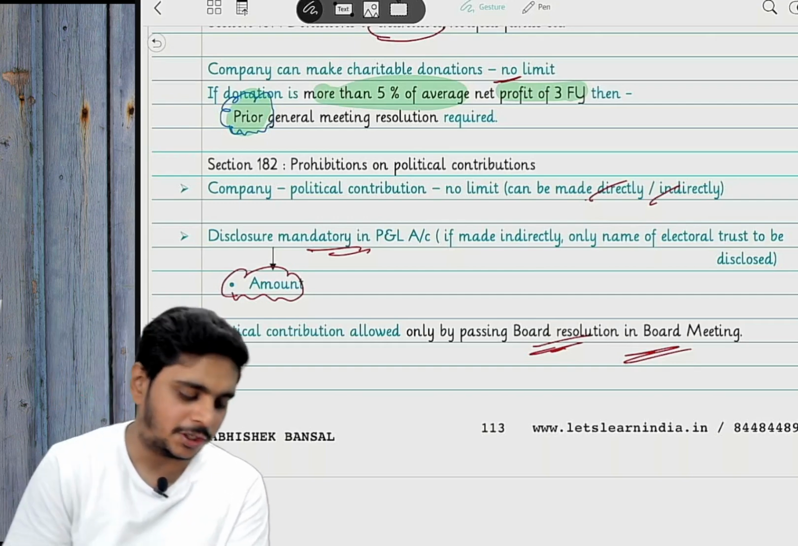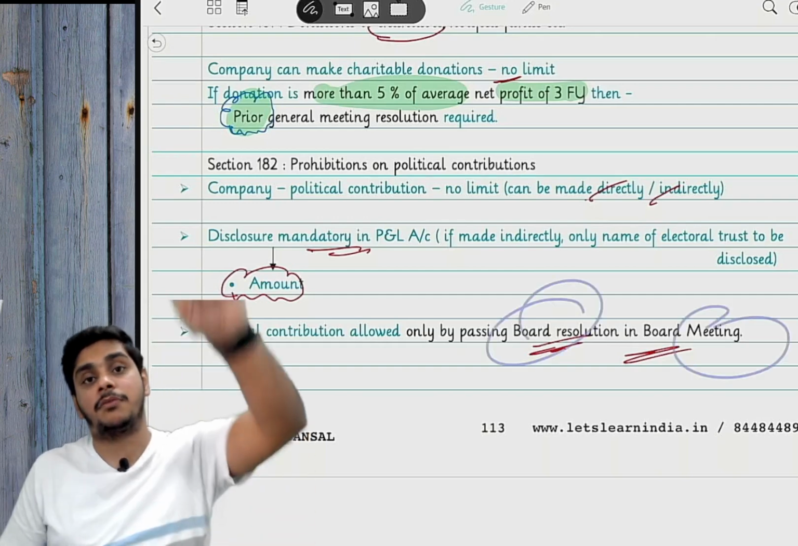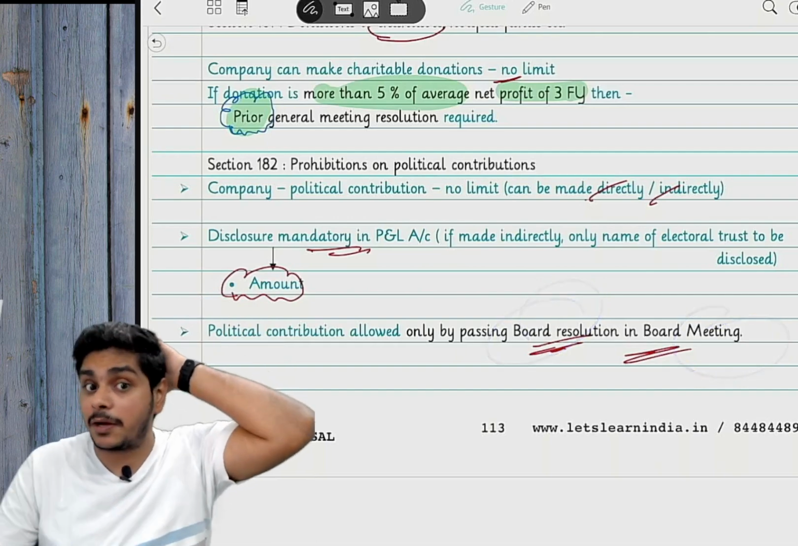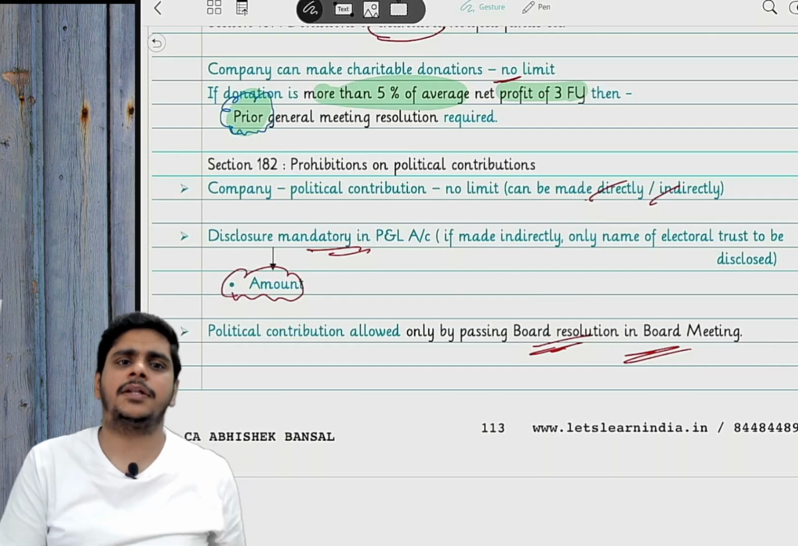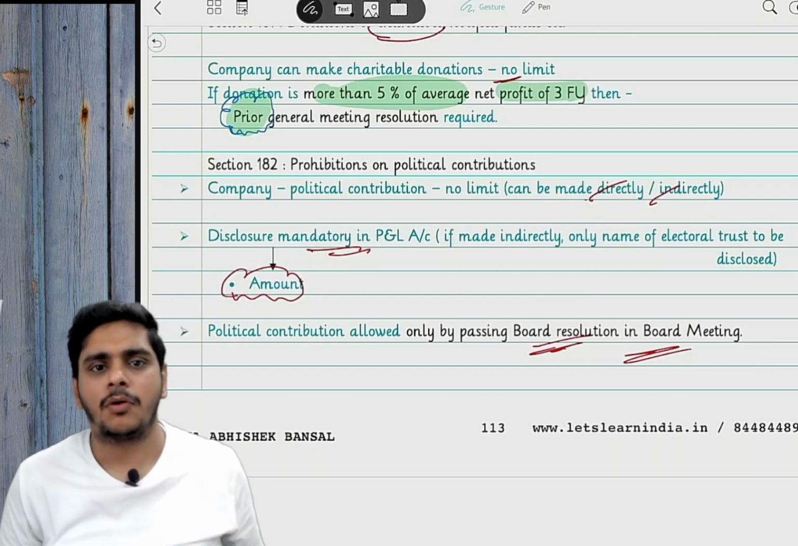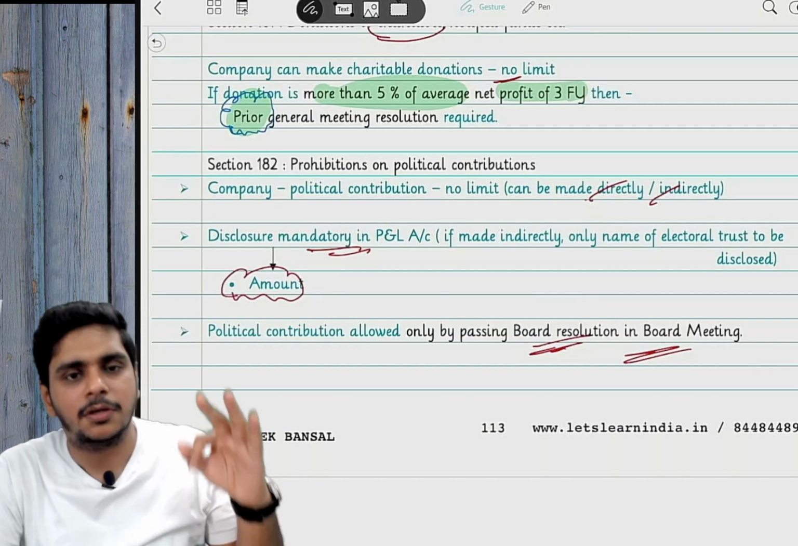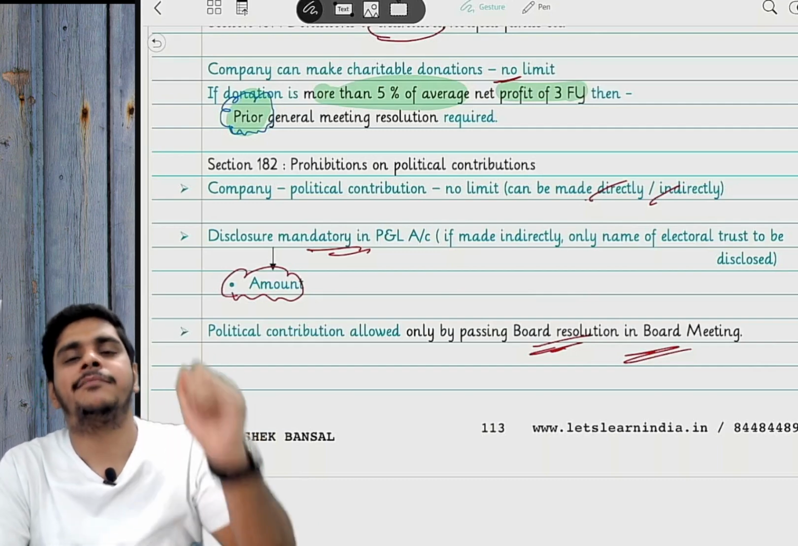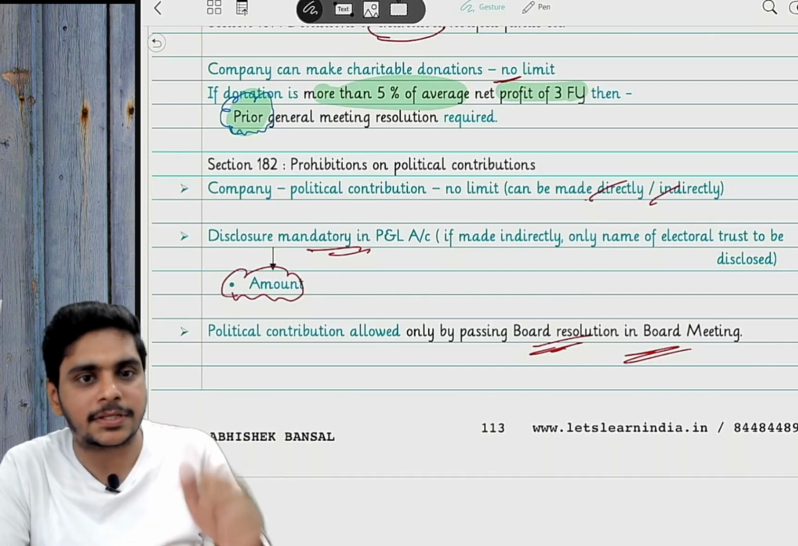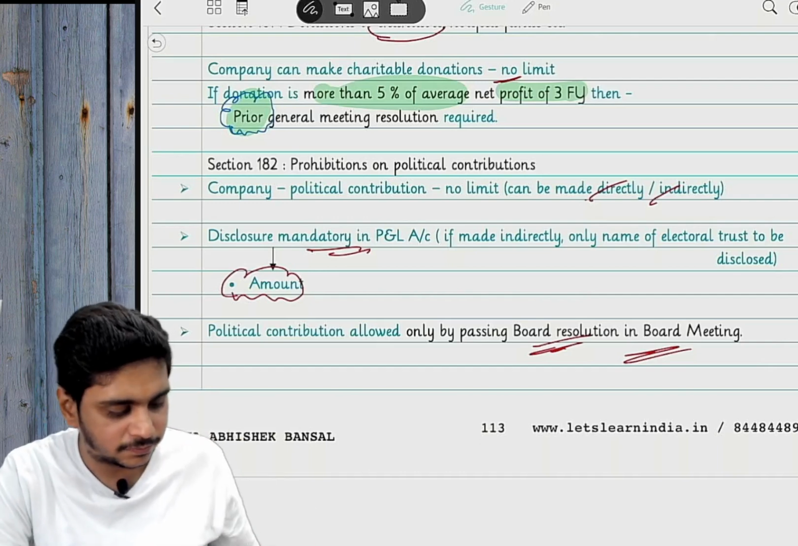It can be done only by passing a board resolution in a board meeting. You remember that? 179, powers of board. Political contribution is among the powers exercised by board resolution. Political contribution can be done only by board resolution in the board meeting. That means it can't be done by circulation.